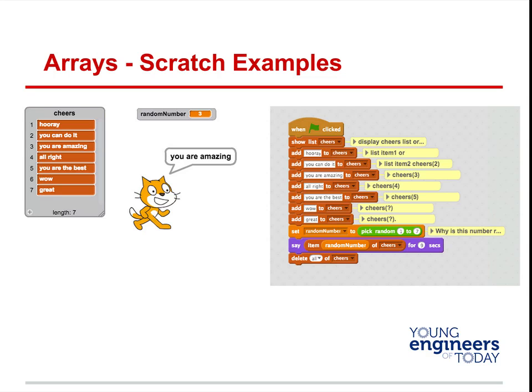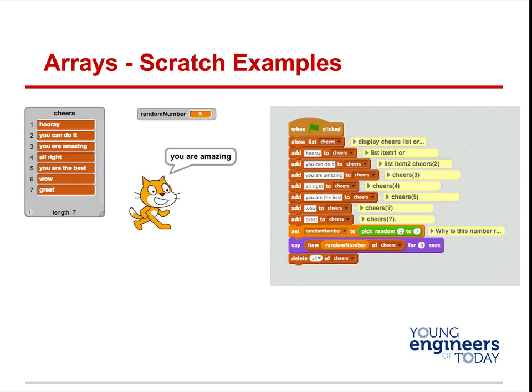If we use Scratch, we can make what they call lists, but they're basically arrays. We made a list called cheers, show list cheers. We can add hooray to the list. We can add you're amazed, all right, and that's equivalent to cheers 4, this is 5. If cheers 5 is this one, if cheers 4 is this one, cheers 3, cheers 2, cheers 1. Look, they all share the name of cheers, but we need to be able to specify which one.